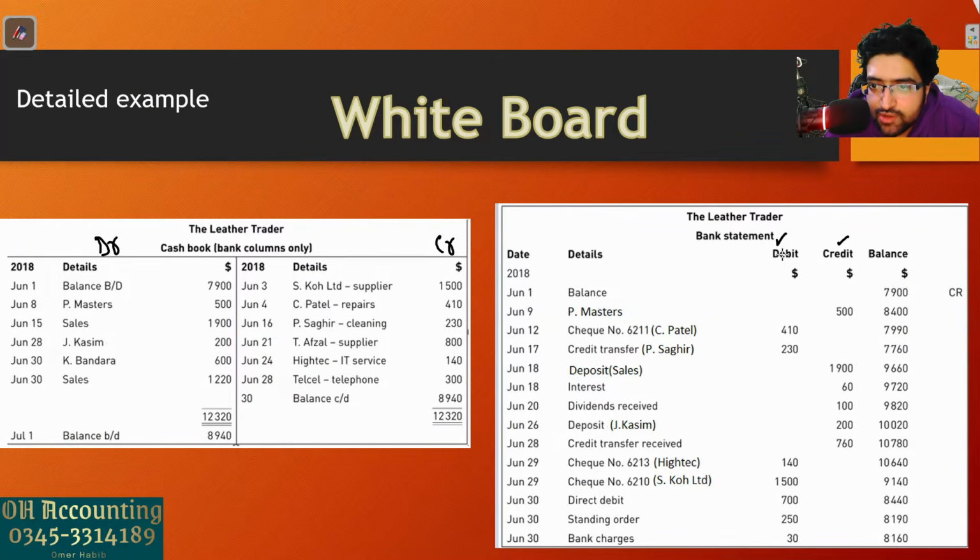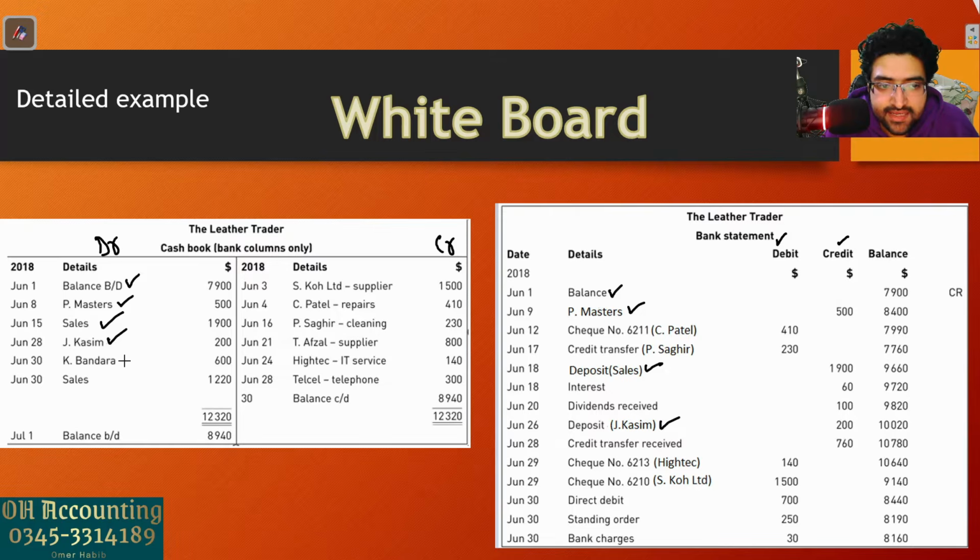Is it also there on the bank statement? Yes. So I will make a tick like this to show that this entry is present on both. So we don't have to worry about making any changes or including, excluding anything. Okay. Now, P Masters 500. Is P Masters present on the credit side as well? Yes. So take this and take this. Okay. Sales 1900 on the debit side. So I have to find sales 1900 on credit. It's there. Ignore the dates. I've told you dates can be different. J.Qasim 200 on debit, so it should be on the credit side as 200. It is there as you can see.